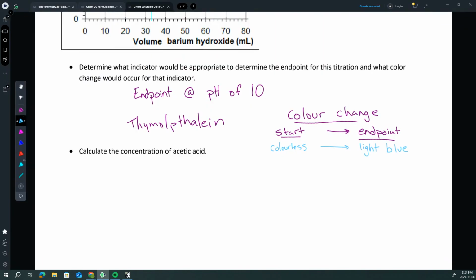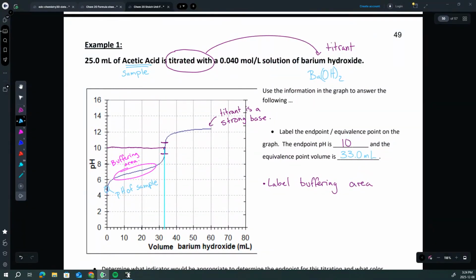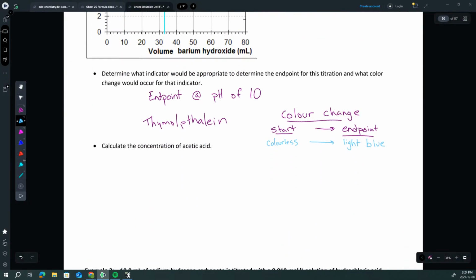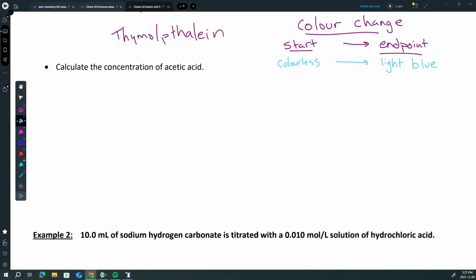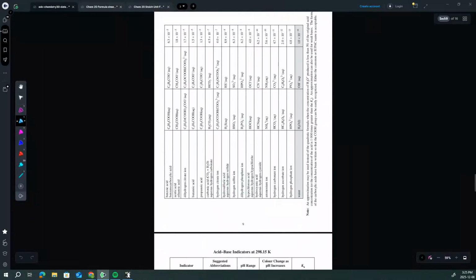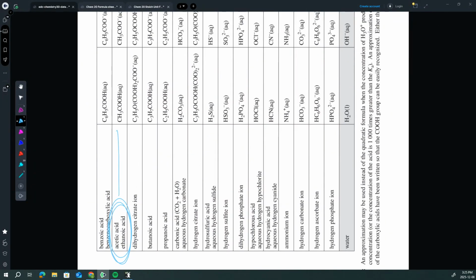All right, next part. Let's calculate the concentration of acetic acid. So in this question, we're only given the name of acetic acid, but we're not given the chemical formula of acetic acid here. But if we look at our data booklet, so if we go to page 9 here, you're going to find acetic acid right here, and you can find the formula for it right here. So CH3COOH.